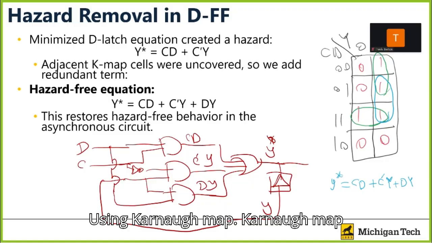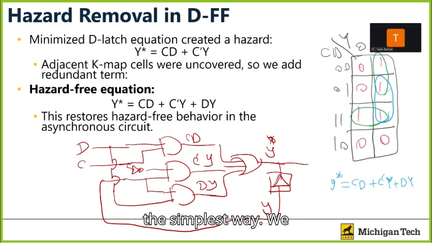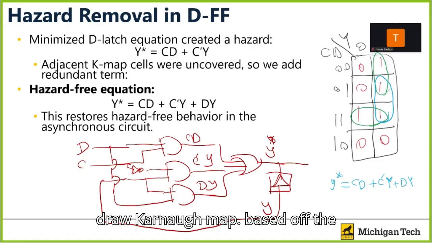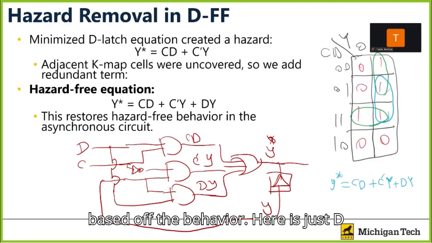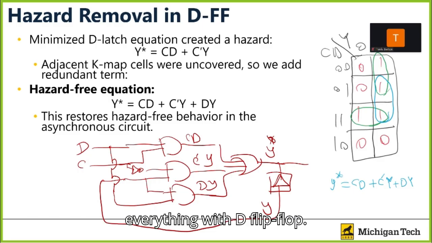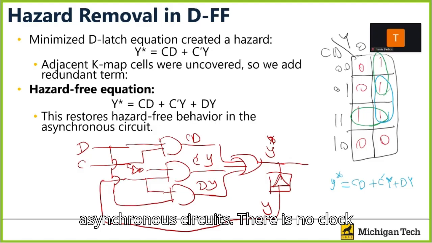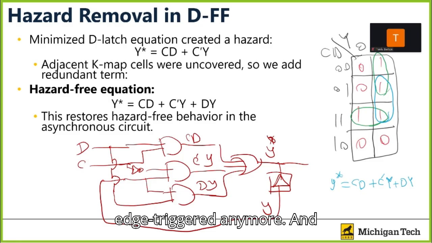Using Karnaugh map. Karnaugh map is one method, like a normal method. At least in this class, we use this method. This is the simplest way. We draw the Karnaugh map based off the behavior of the circuits. Here is just a D flip-flop circuit, it is not complex. But if you have a D flip-flop, you can make everything with D flip-flop. And this is how we can design other asynchronous circuits. There is no clock here. This C is just an input. We are level triggered. We are not edge triggered anymore.